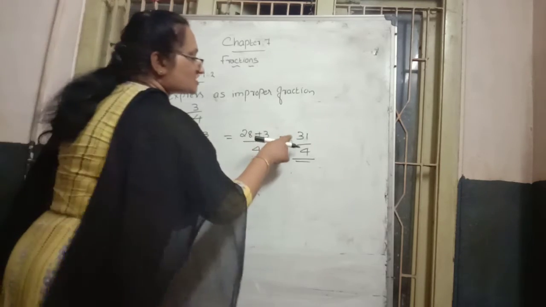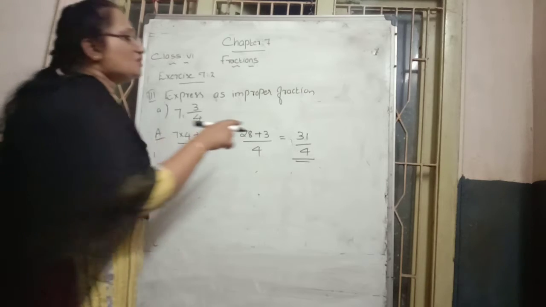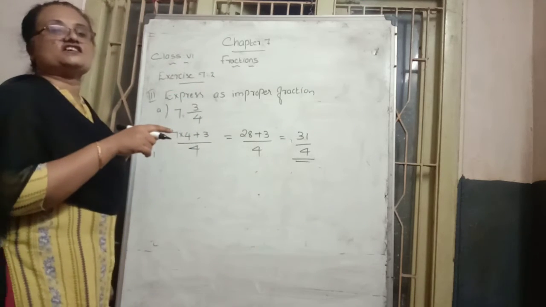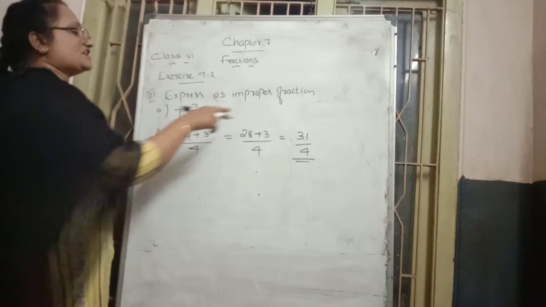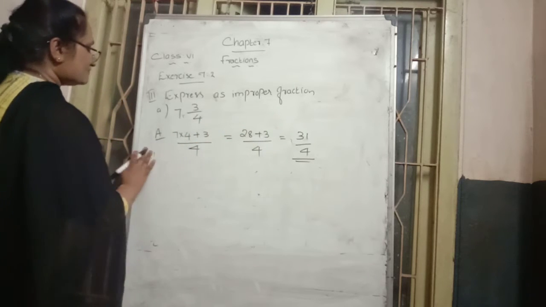What is the numerator here? 31 is the numerator and 4 is the denominator. The numerator 31 is greater than the denominator. That's why this 31 by 4 is an improper fraction.